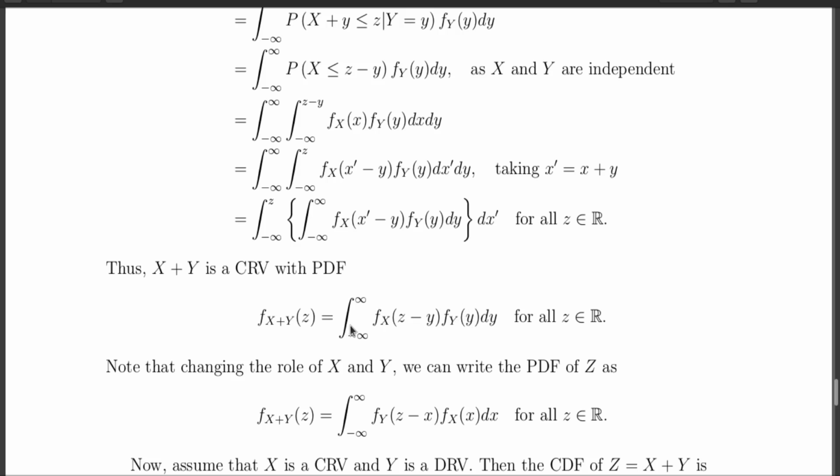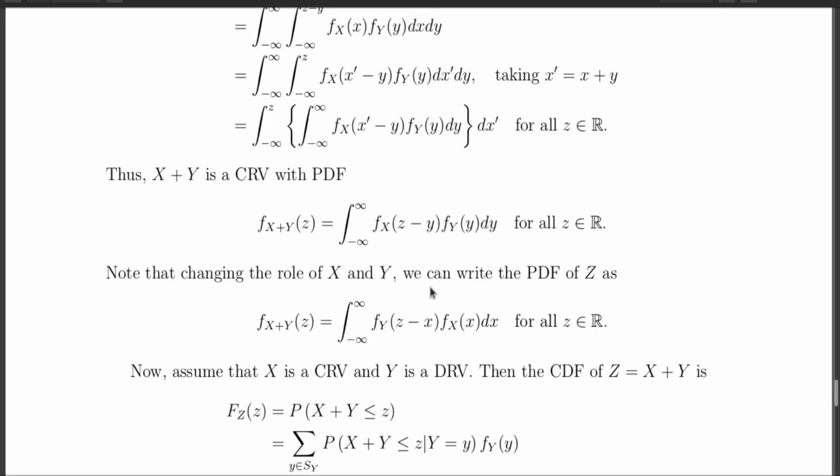Okay, so in case both of the random variables X and Y are continuous, we have shown that X plus Y is a continuous random variable, and the probability density function of X plus Y is given by this expression. This is sometimes called the convolution of the two density functions, small f_X and small f_Y. Well, again, you are changing the role of X and Y.